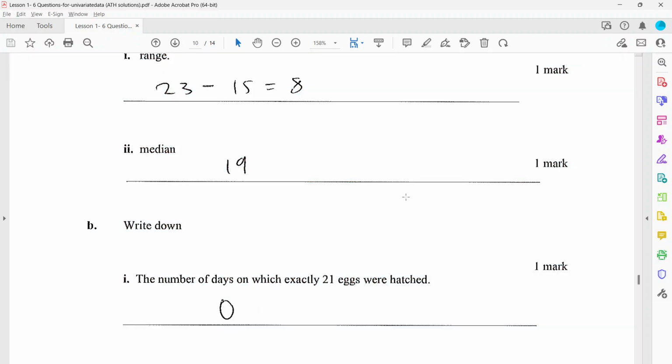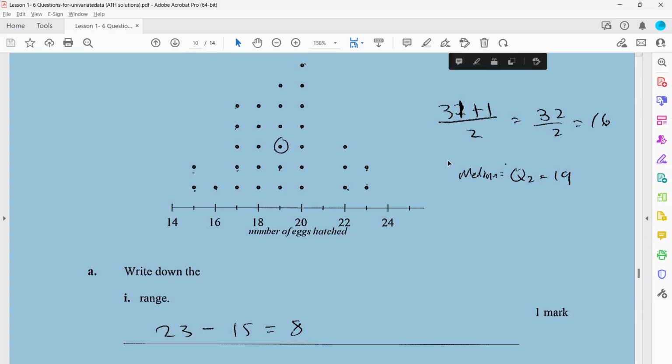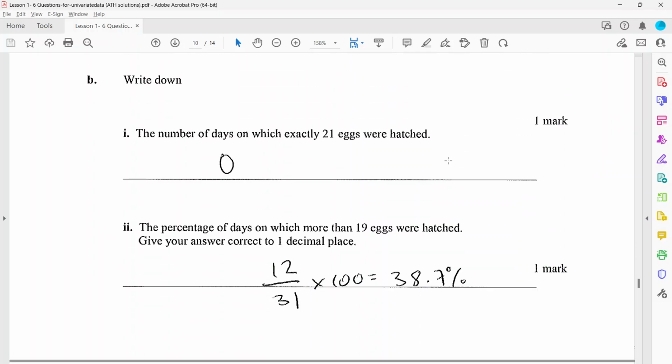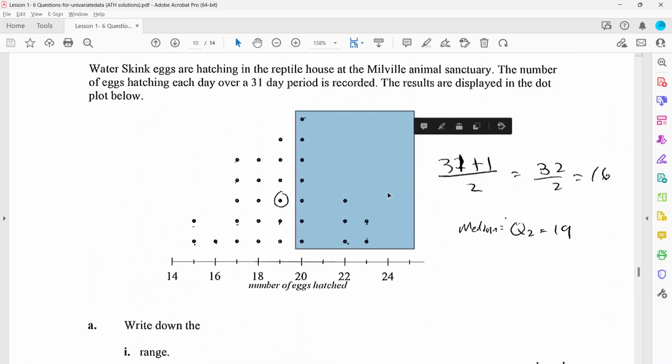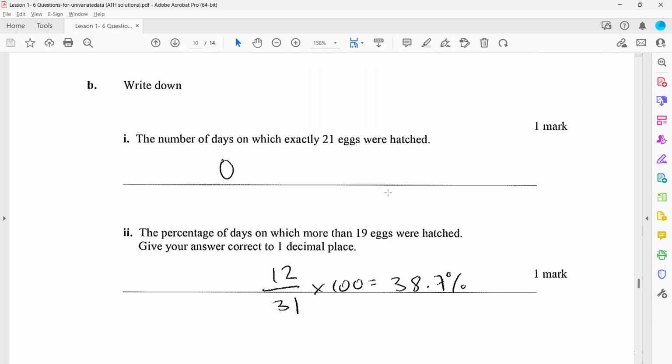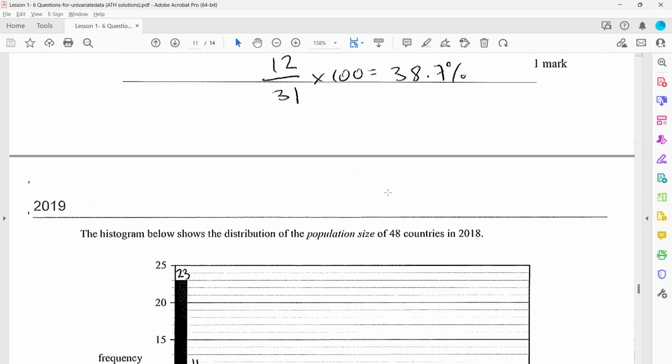Write down the number of days in which 21 eggs were hatched exactly. Well, nothing belongs to that group, so 0. Percentage of days in which more than 19 eggs were hatched. More than 19 is 20 and above, so that should be all these, which there is a total of 12 of them, divided by 31 times 100 is 38.7.